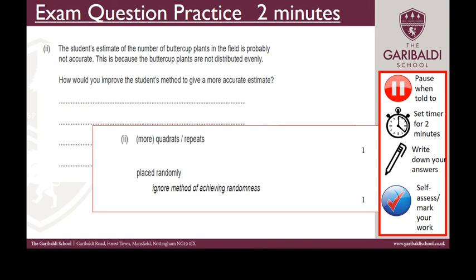But if I wanted to increase accuracy, I would repeat it more than 3 times. Every time you repeat it and you get the same result, you are increasing the accuracy. Also, what you could do is you could place them randomly. So remember, you're self-assessing here. Use a different colored pen if you can, or different colored font.